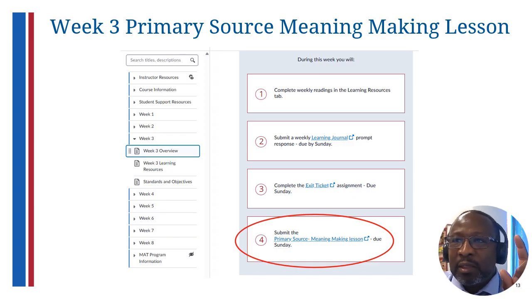Where to find the full directions. So use the link in the week 3 overview to access the full directions. It also includes a link to some strong examples of finished assignments from past students.